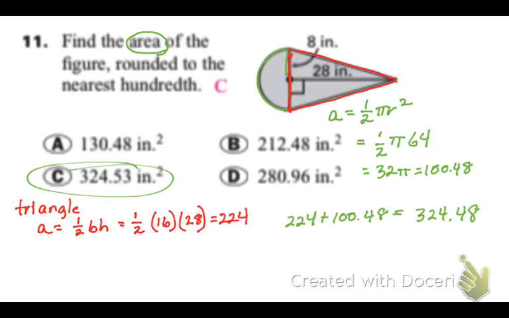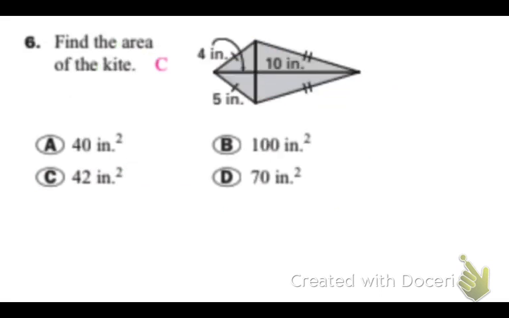Remember, don't worry about those numbers to the right of the decimal place. That has to do with how we rounded pi. And so worry about the big numbers, not the little numbers. Okay, area of the kite. So area of a kite.